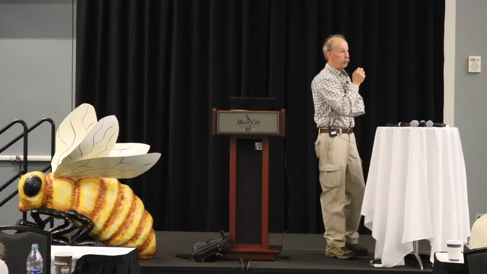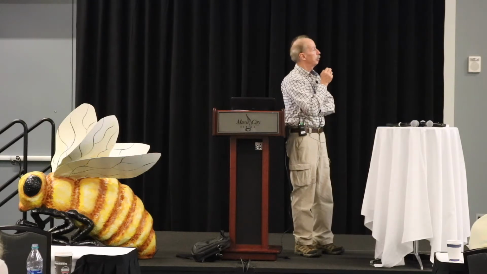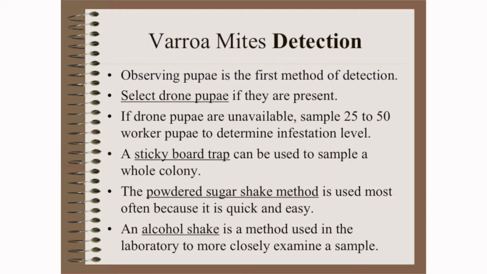If you suspect, there are a couple of methods you can use here. A sticky board is a simple thing to do, and you can buy these, and they'll go underneath the bottom, and there'll be a little fine mesh screen, and the mites can fall down through that mesh and adhere to a sticky board. And it's good to have a hand lens to detect those.